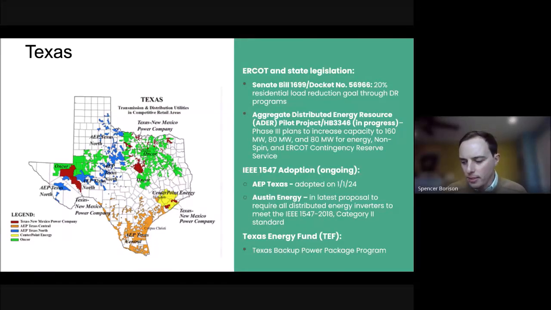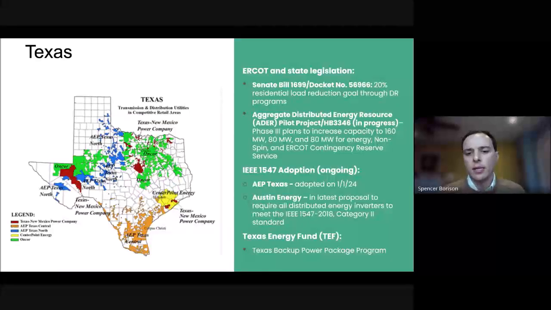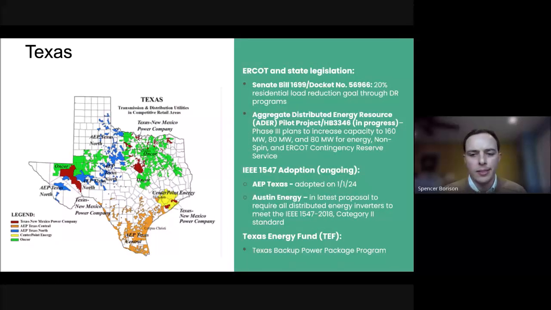Basically, what that did is it allowed and sort of mandated that we want to have more residential load reduction through demand response programs. They set a 20% threshold target. They've also paired that with a program in progress called the ADER, the Aggregate Distributed Energy Resource Pilot Project, which is aiming to increase the capacity of some of these key characteristics for contingency reserve, demand response, and other types of capacity. Paired together at the ERCOT and state level, there's a lot of incentive now and some programs in place that are helping to motivate the adoption of this flexibility and the protocols that enable it.